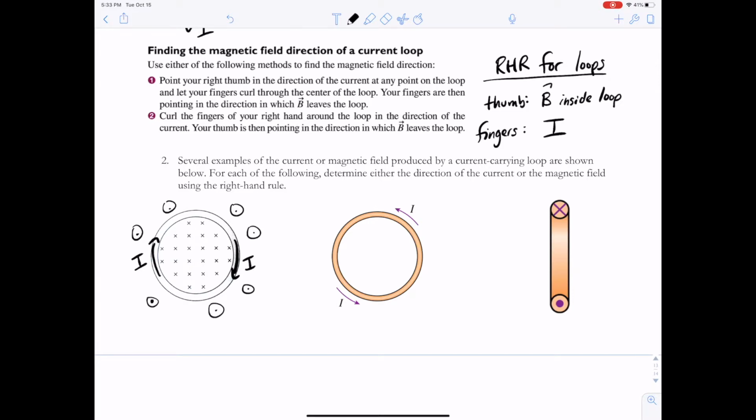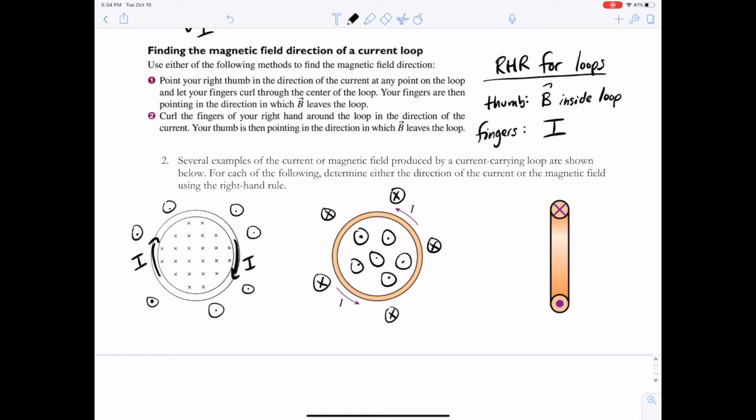For the middle example, now I'm given current, and I need to find the magnetic field. This current is counterclockwise, so I curl my fingers on my right hand counterclockwise, mimicking how it's shown on the paper, and my thumb is now pointing out of the page. So inside our loop here, our magnetic field is directed out of the page, and then on the outside of the loop, it's the exact opposite. The magnetic field is then into the page.